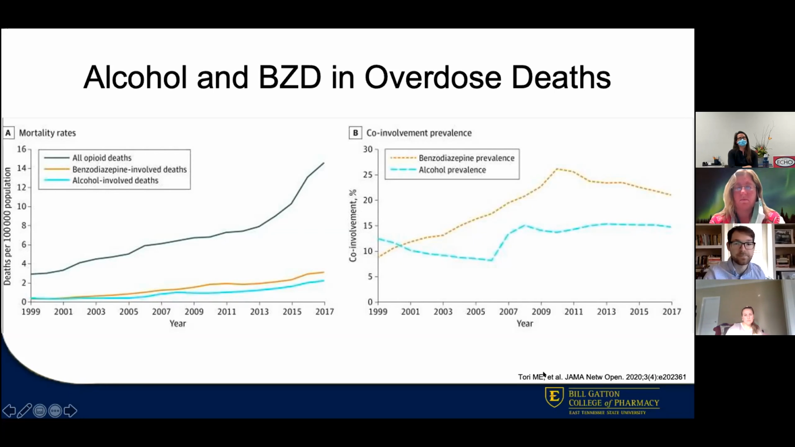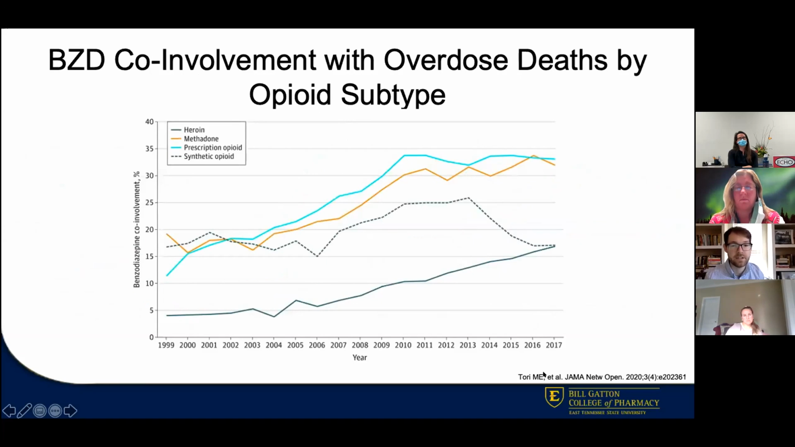And then this is a graph that shows the percentage of benzodiazepine co-involvement with specific types of opioid subtypes. And we can see, and this is something that I think most of us are probably aware of, that heroin is on the rise as well. It's definitely multifactorial, and there are a multitude of reasons why that is, but you can see that synthetic opioids fell off around 2013 as we started to become a little bit more aware of the opioid epidemic and how many lives it was taking.